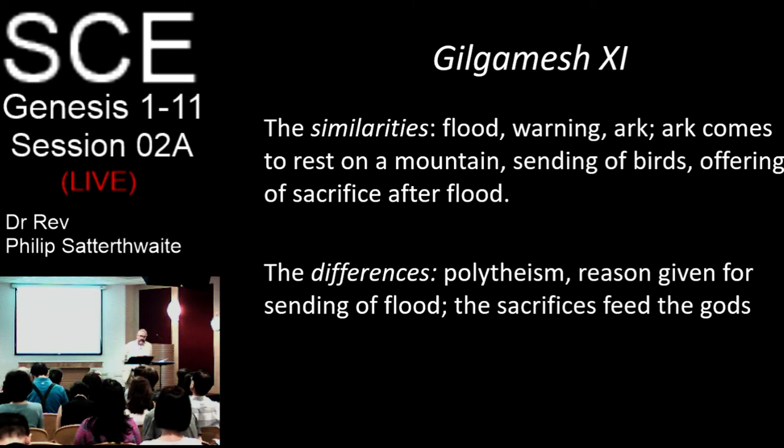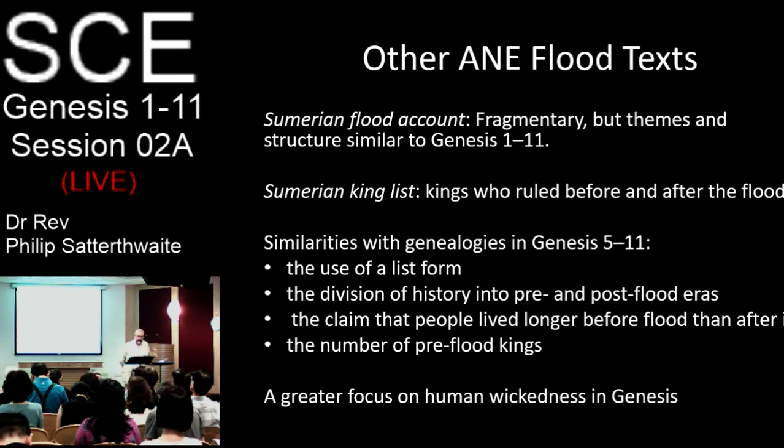There are other texts which mention a flood. A Sumerian flood account, a somewhat fragmentary text. A Sumerian king list, which interestingly, again I won't read it out, lists kings who are said to have lived both before and after the flood. These kings before the flood live for huge numbers of years, sort of tens of thousands of years, or even hundreds of thousands of years in some cases. After the flood, they live for somewhat shorter periods, thousands or hundreds of years only. A bit like the way in Genesis that the ages of people gradually go down as you read through from the genealogies in chapter 5 and onwards.